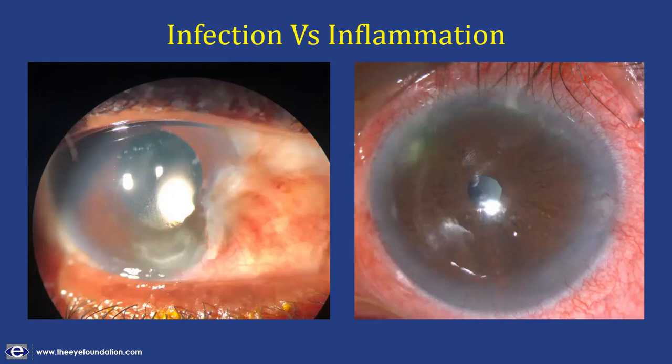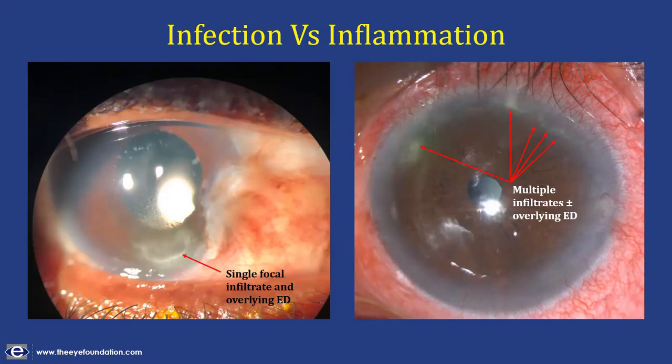So just a quick point regarding infection versus inflammation. These are 2 patients with peripheral infiltrates. This is a single focal infiltrate adjacent to the limbus with an overlying epithelial defect. And these are multiple infiltrates with an overlying epithelial defect on the right.